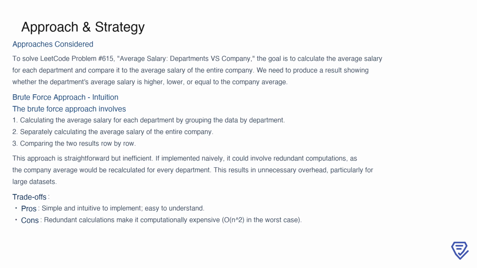While this method is easy to understand and implement, it has significant drawbacks. The main issue is that the company average might be recalculated repeatedly for each department, leading to redundant computations. This inefficiency becomes particularly problematic with large datasets, where the algorithm's time complexity could balloon to O(n²) in the worst case. Although simple, this approach sacrifices performance for ease of implementation, making it less suitable for scalable solutions.